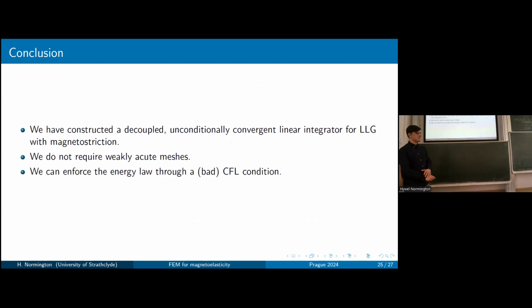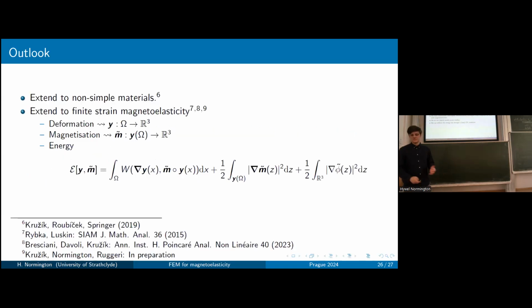And so we'll just now finish up with the conclusion. We've got a decoupled, unconditionally convergent, excluding one portion of the energy law, and the integrator is linear, and we include magnetic friction. We don't require these weakly acute meshes, and we can enforce the energy law with a bad CFL condition. However, previous methods didn't even bother looking into the energy law at all. They simply said the energy was bounded, and they were happy with that. So despite the CFL condition being quite negative, it's still an improvement on the literature.